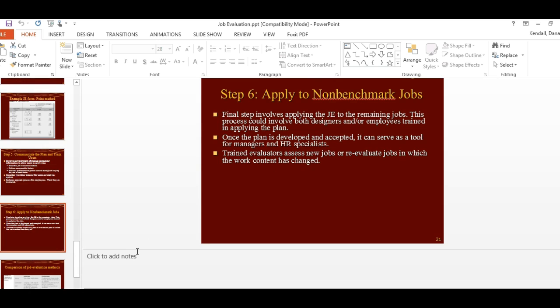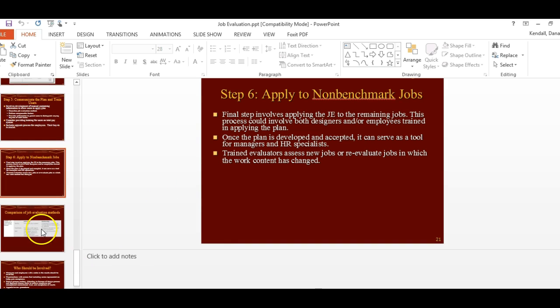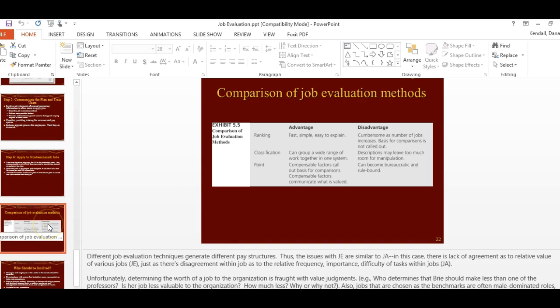Let's see, we're getting to the end here. Step 6, we go to the non-benchmark jobs and apply the same process. And that's pretty self-explanatory. Okay, so comparison of the job evaluation methods. Here's where we can get into some of the empirical data that has been done on job evaluation. And I would say that in IO, we don't give as much emphasis to this. It's more in the business literature. Academy of Management, I think, has some research on this.